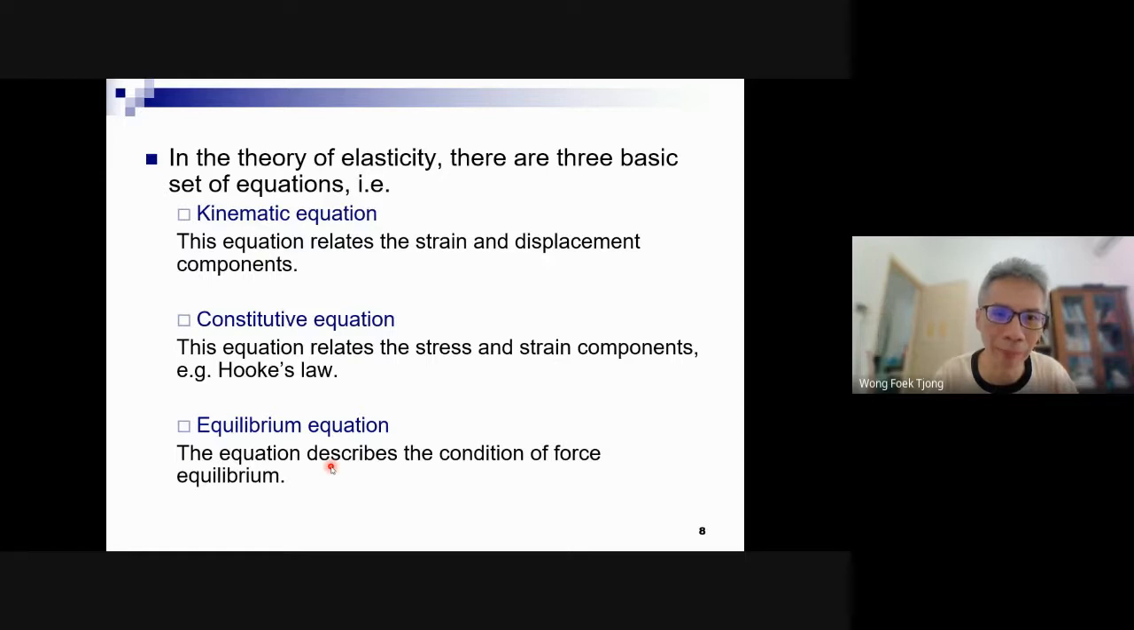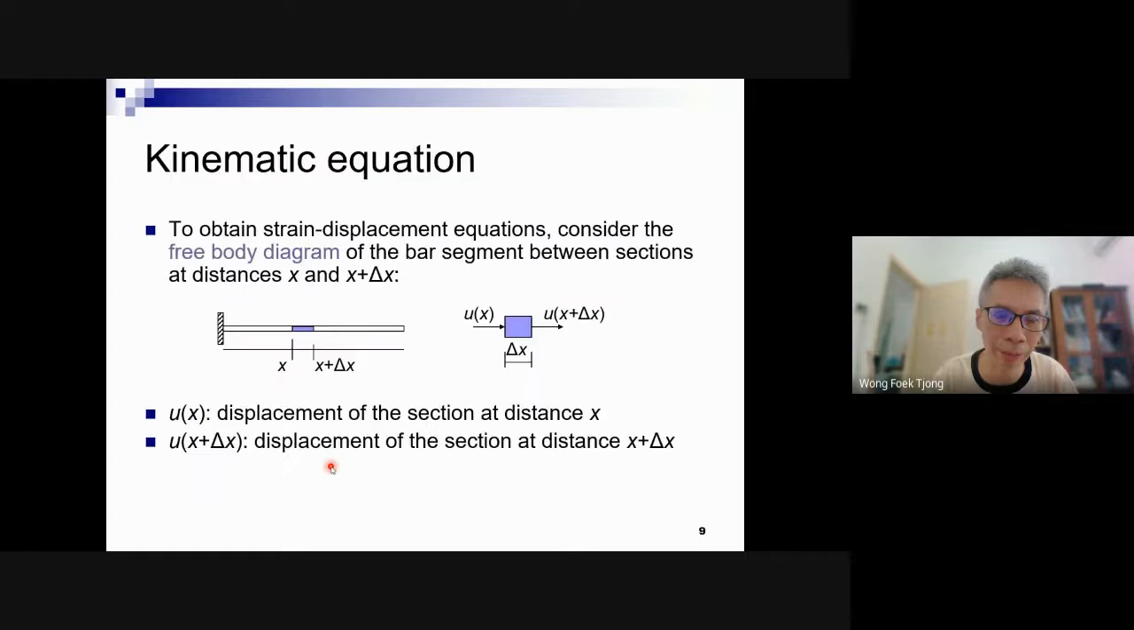Okay, let's go one by one. I'm going to talk about kinematic equations. In kinematic equations, we want to have a relationship between the displacement U and the strain. Let's take a look at the bar segment between the cross-sections at position X and X plus delta X, the blue one. And then I draw the free body diagram and magnify it.